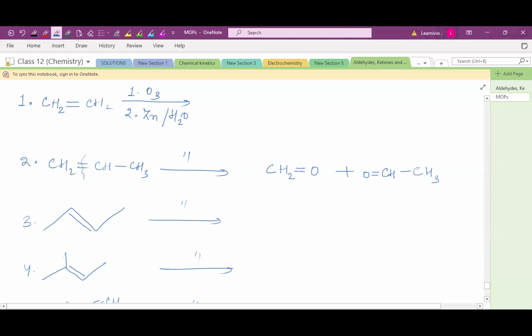Now you can write this down like this: this is your HCHO. What is this? CH2O. So this is H, C double bond O, and H. This is formaldehyde, two hydrogens on this carbon and this oxygen. And what is this? This is again an aldehyde: carbon double bond O, this hydrogen, and here CH3. So this is again an aldehyde, CH3, CH2.